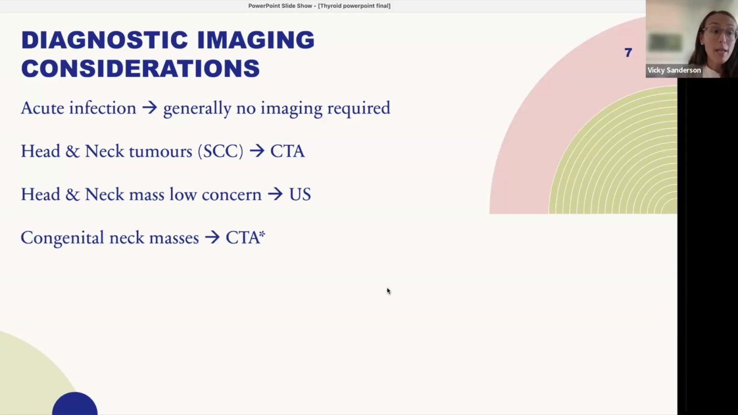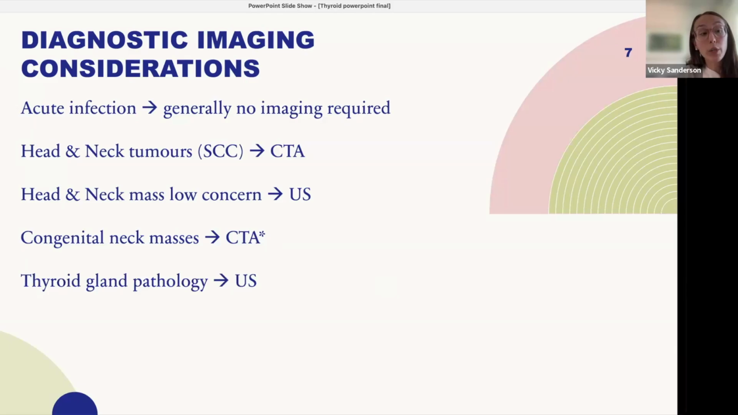For congenital neck masses, so again, besides the thyroglossal duct cyst, any of those branchial cleft anomalies that you might palpate along that sternocleidomastoid muscle, again, CTA is ideal because it is better at characterizing what that tissue is made of, what type of anomaly it is, whether there's sinus tracts, fistula. It's going to be better at assessing the size, the extent, and the depth of that mass as well.